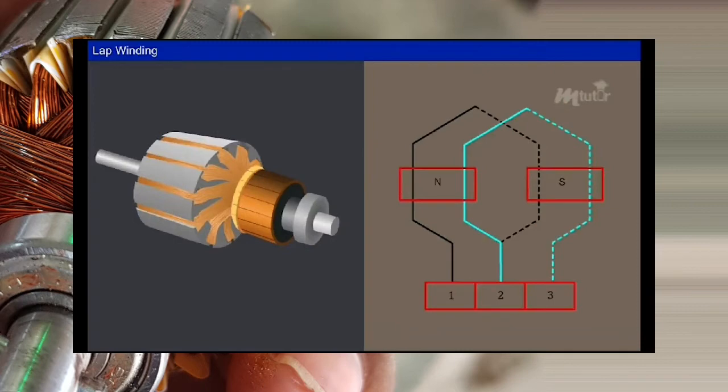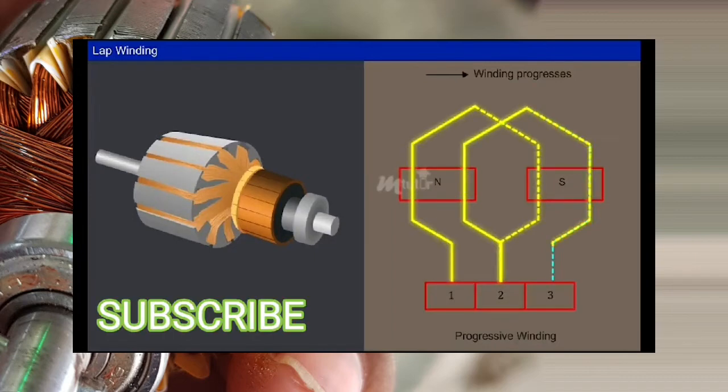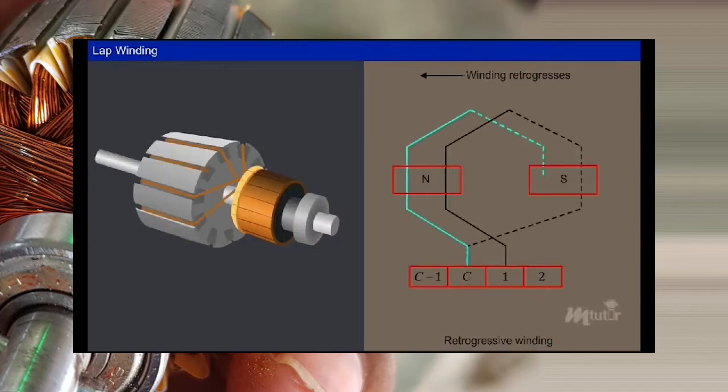The illustrated armature winding is called progressive winding, as the winding progresses in the direction of the coil wound. The other way of winding is called retrogressive winding, in which the winding progresses in the direction opposite to that of the direction of coil winding as illustrated.